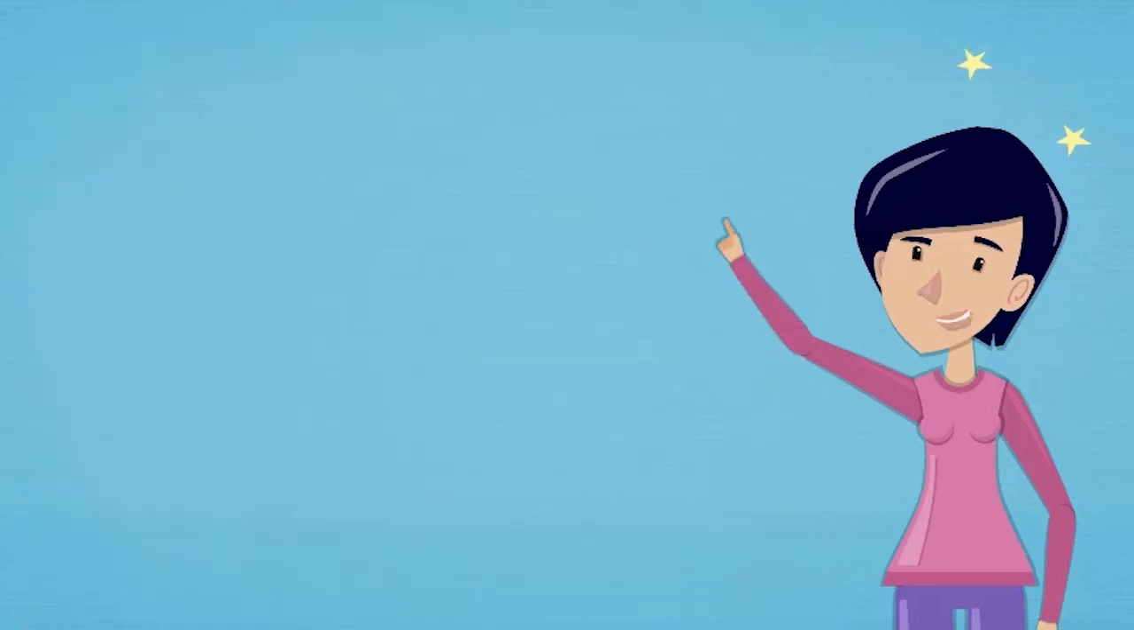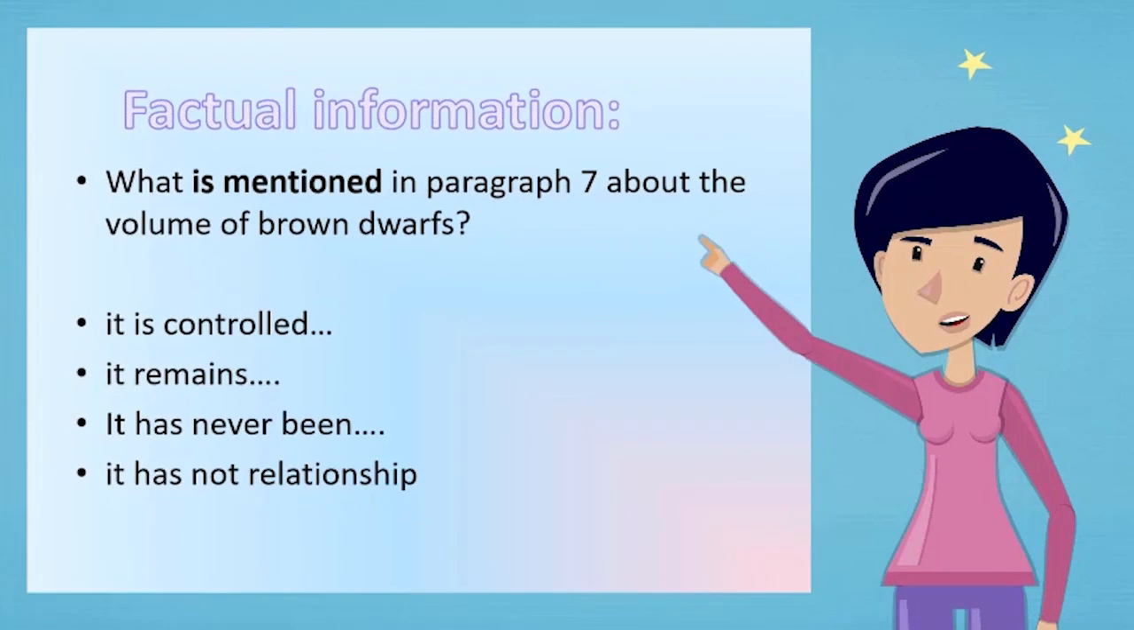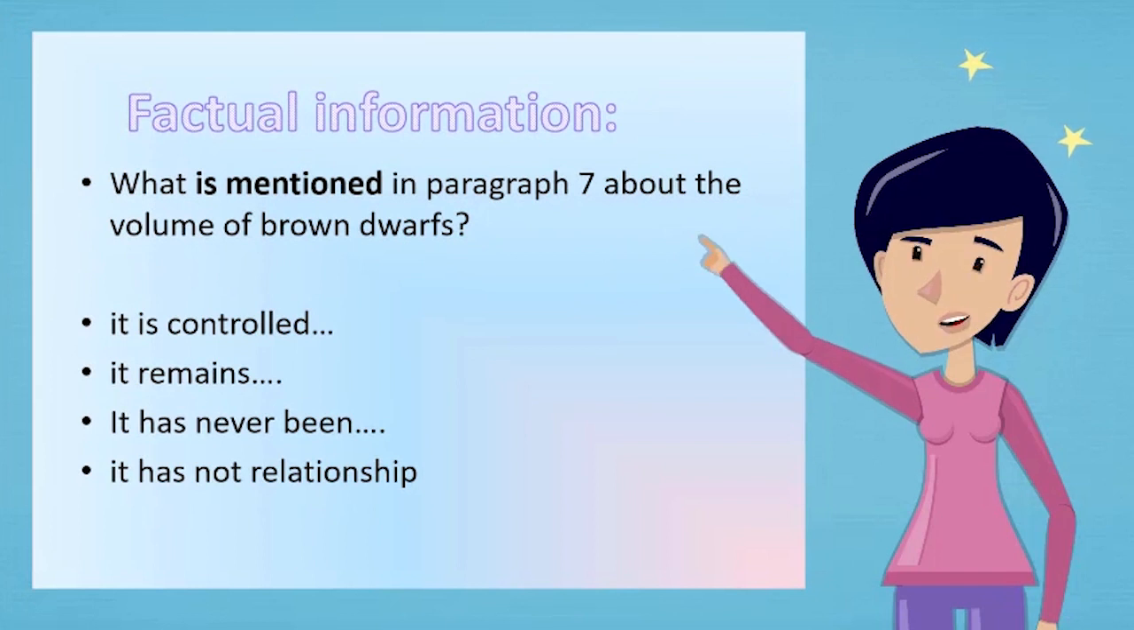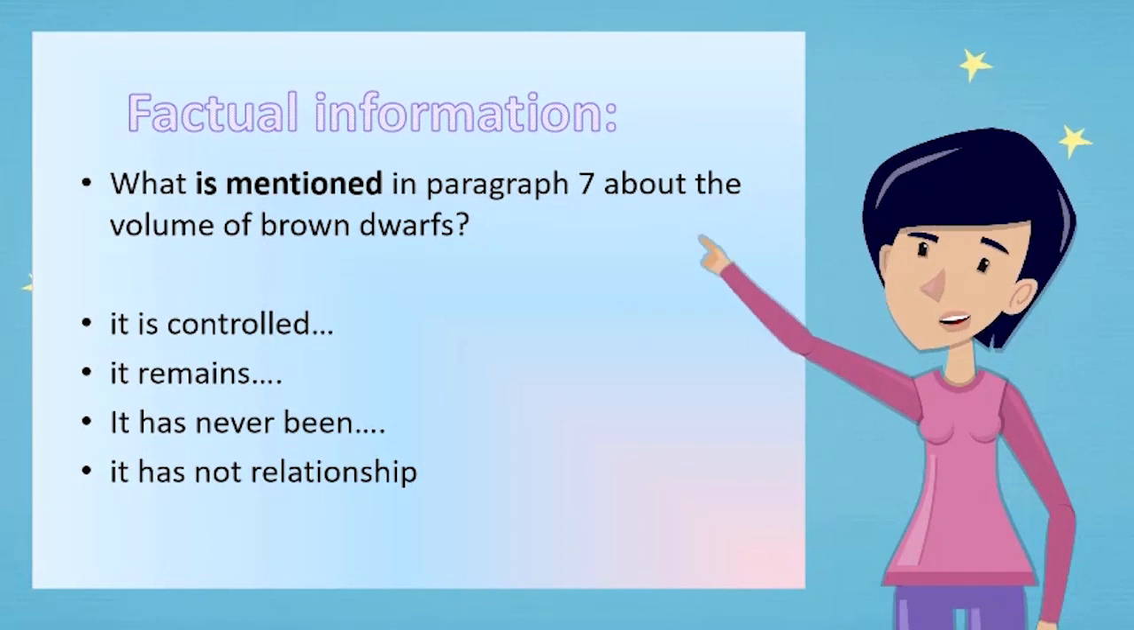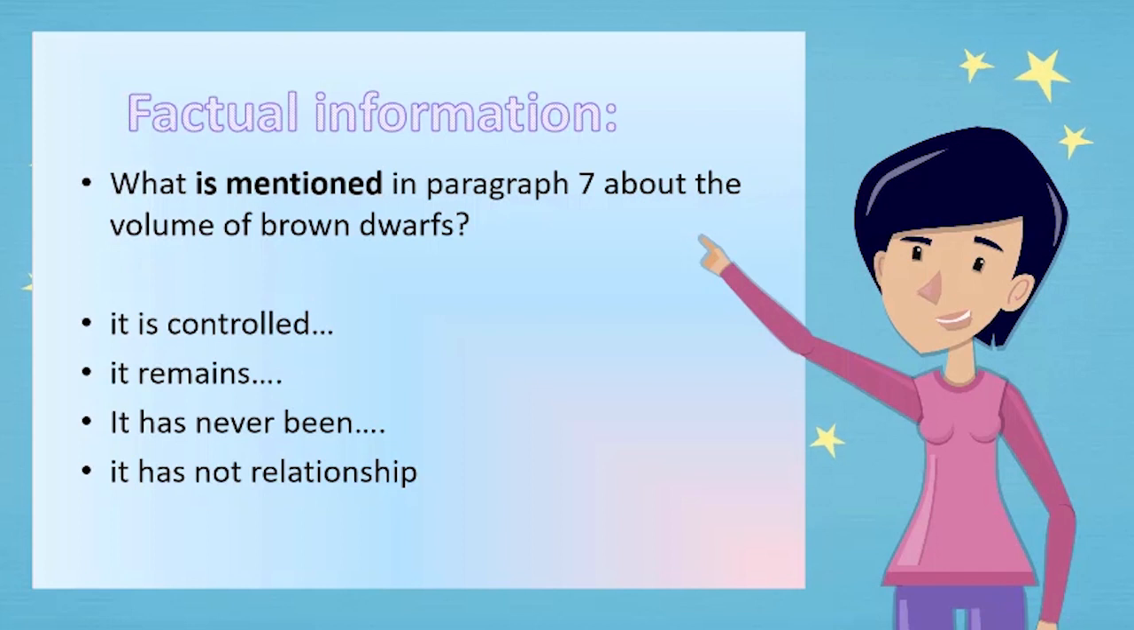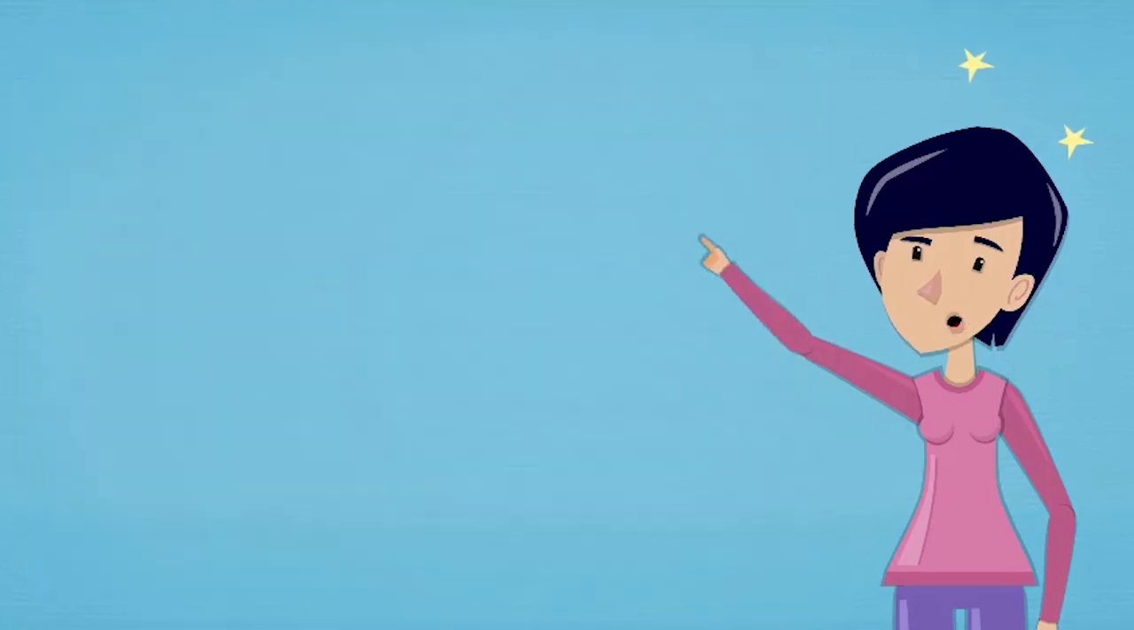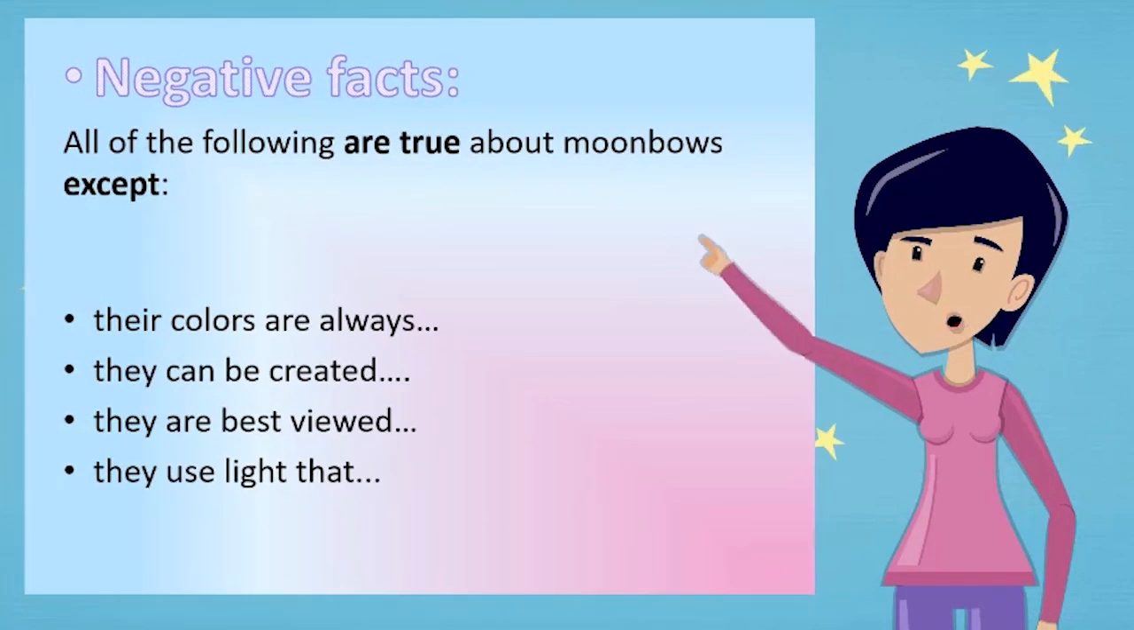Let's check some examples. Factual information. What is mentioned in paragraph 7 about the volume of round dwarfs? And there you have A, B, C, and D. The phrase what is mentioned indicates the type of question it is. Negative facts. All of the following are true about moonbows, except, and there you have the 4 items. In here the words true and except tell us that you are looking for false information.